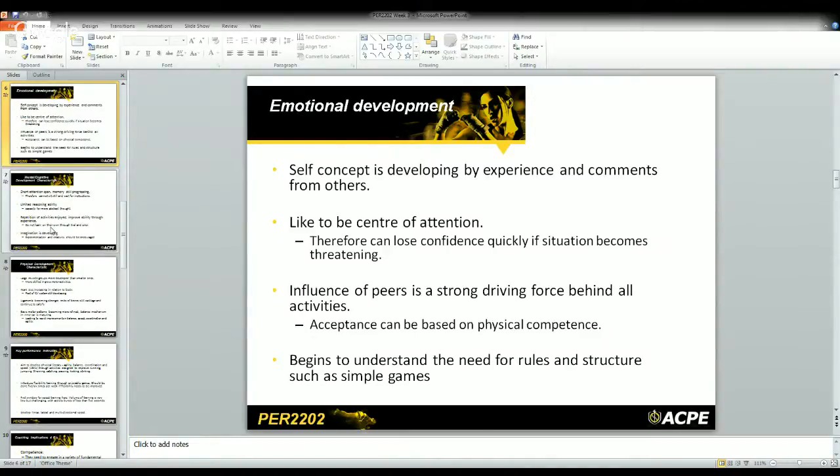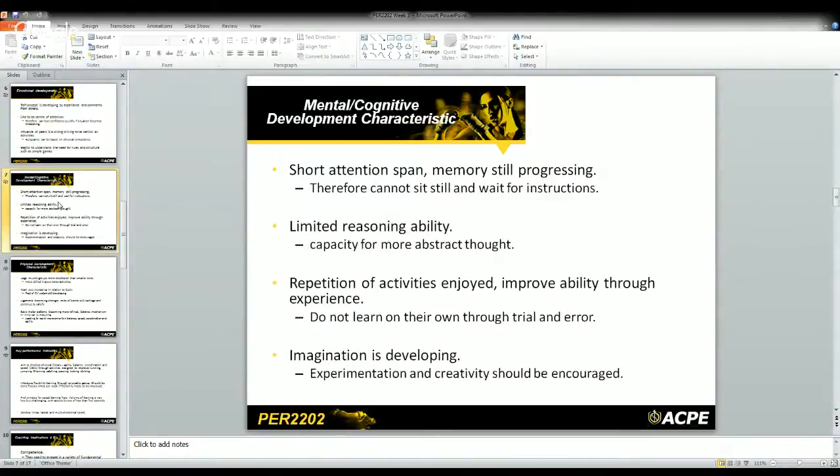But remember this, that they are self-absorbed. It is all about them, so we need to ensure that we understand that when we create opportunities. They've got a short attention span. They're still developing their memory.